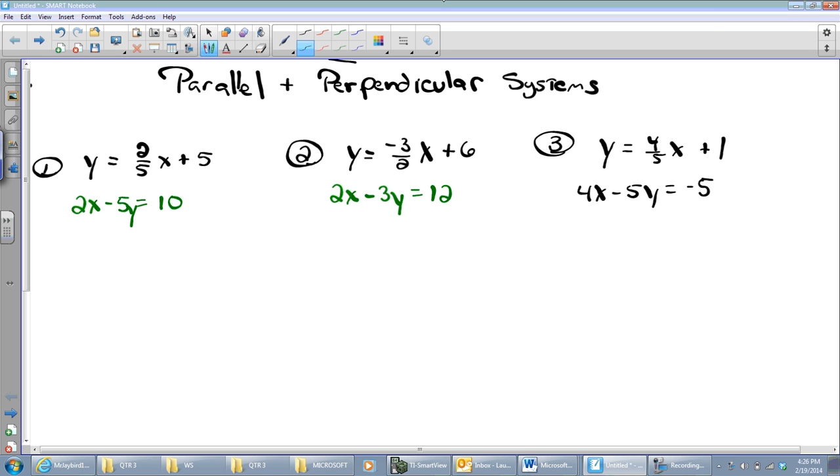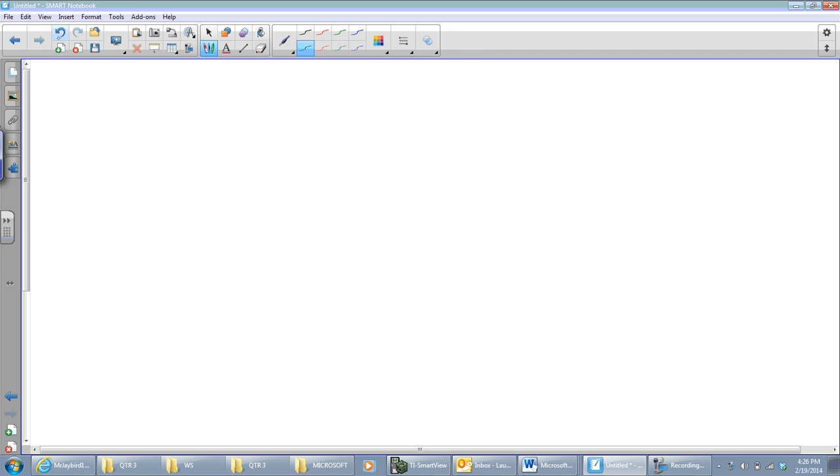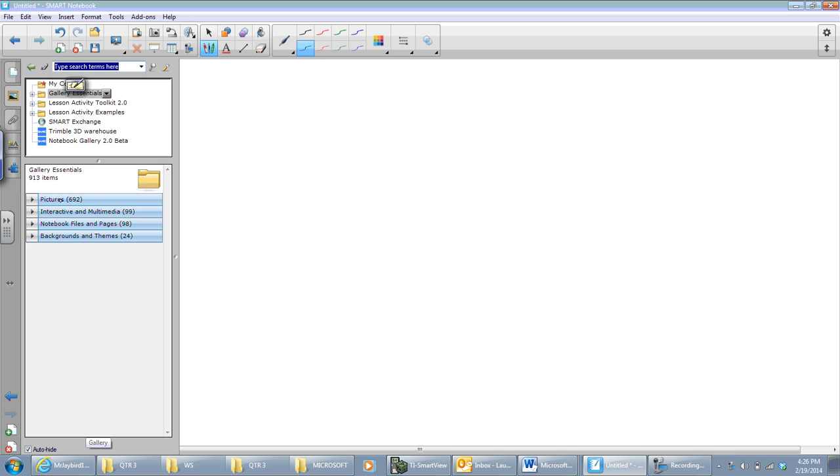We are talking about parallel and perpendicular systems, and there's going to be some other vocabulary I'm going to throw out at you, and we'll talk about it in a minute. Now, I don't know if you realize this, but when we're solving a system of equations, we have a couple of possibilities. We talked a little bit about this.